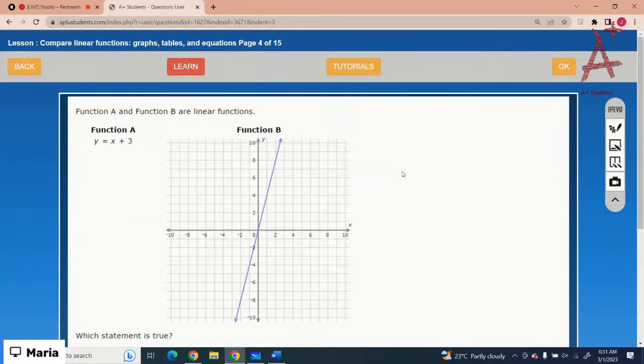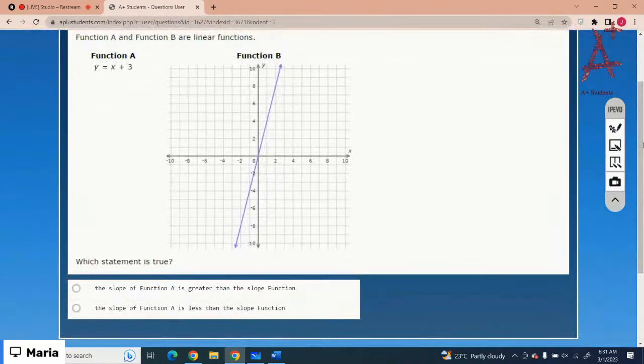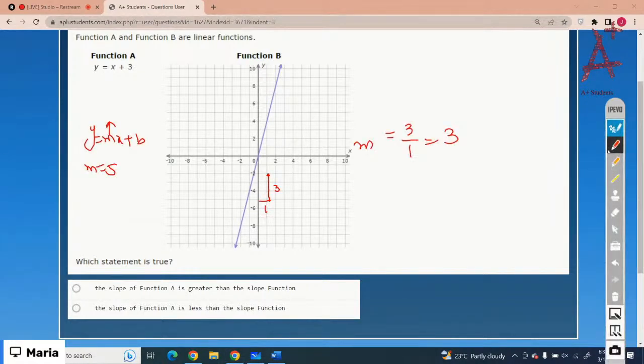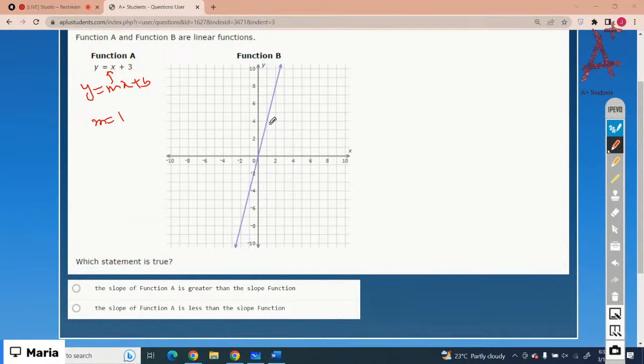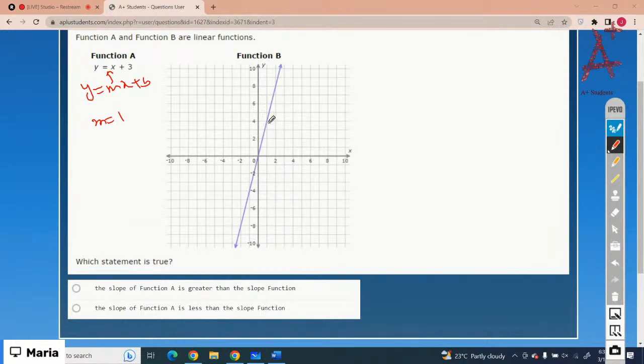Okay, the next one is y equals x plus 3. So the slope for this function is, y equals mx plus b. Here m is 1. Got it? If you're not given a value, that means the coefficient is 1. So here m equals 1. Just look at the graph of this equation. It is 1, 2 and 3, so 3 over 1. So the slope of function B is 3 over 1. That would be 3. Got it?